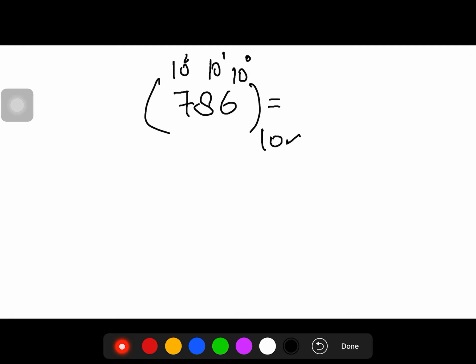Now how can we represent 786? How do we calculate this 786? These are the face values and these are the place values. Face values are multiplied by the place values of the numbers.